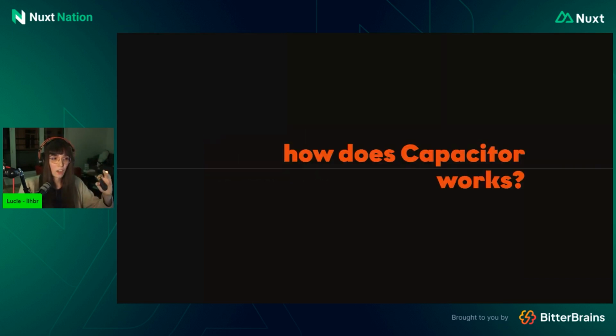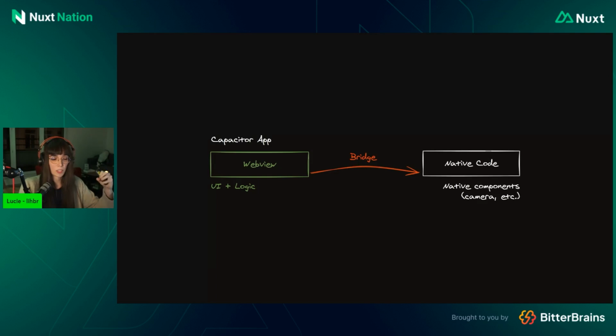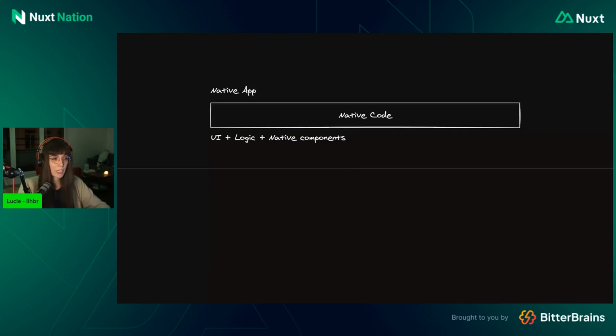But then how does Capacitor work? Well, it works by rendering our UI inside a web view. And then it connects this UI to the native components of our phones through a bridge. And this is the main difference between Capacitor apps and other kinds of apps. In native apps, everything is rendered in native code. The UI, the component logic, and everything else is native code.